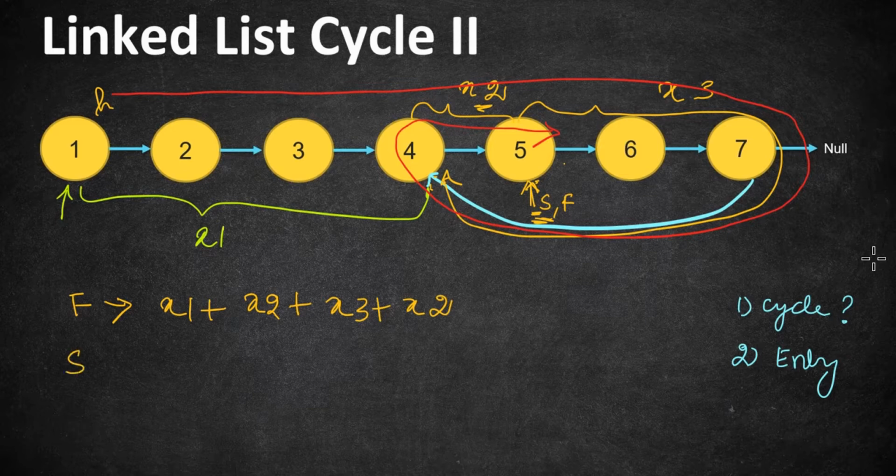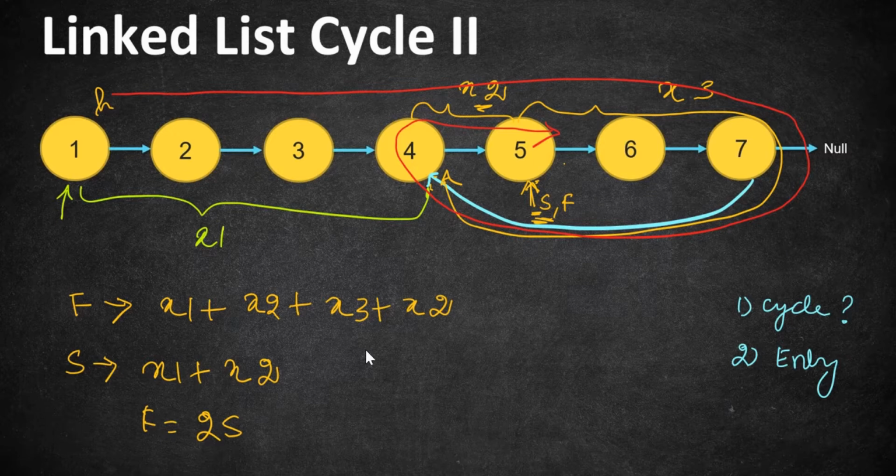So now what has the slow pointer traveled? The slow pointer would have traveled x1 plus x2, because it is slow, it is going to meet the fast pointer in its first iteration instead of taking the complete circle over. So how do we make them equal? So now f is equal to 2s. Why? Because since we have moved fast twice the speed of slow, fast must have traveled twice the distance slow has traveled at some point.